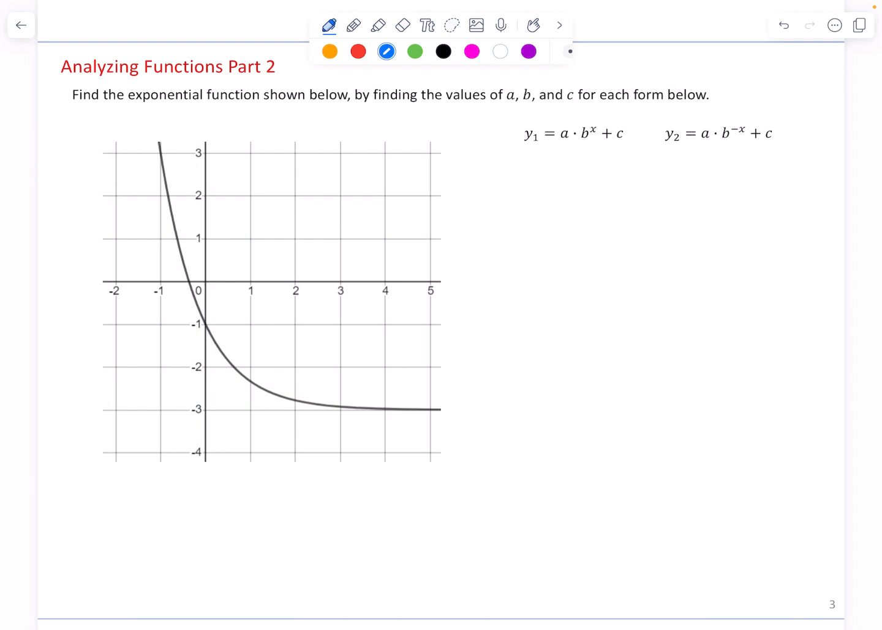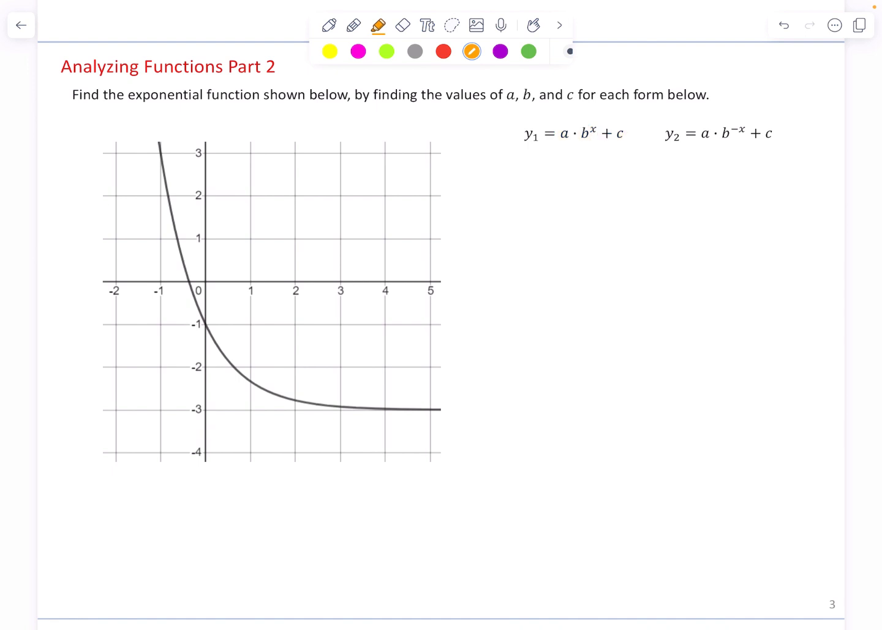Find the exponential function shown below by finding the values of a, b, and c for each form below. Let's focus on this first form here, and then we'll talk about how to find the second form. The plus c accounts for a vertical shift. The a is a vertical stretch and or reflection, depending on if a is negative. And then we have an unknown base of the exponential that needs to be found.